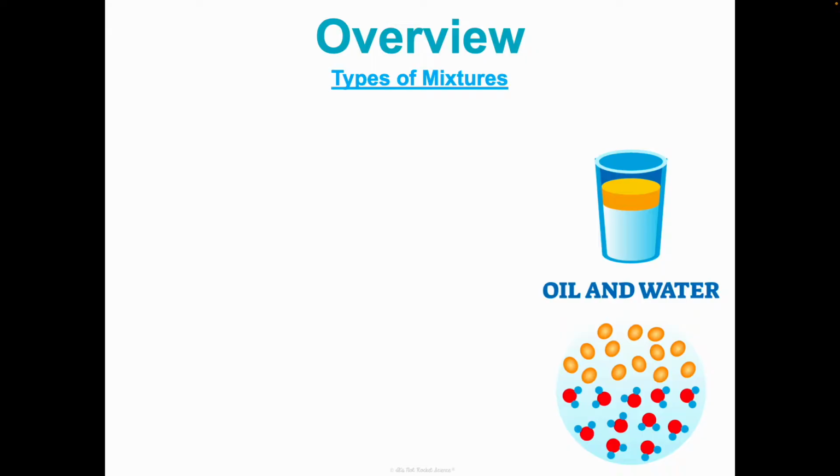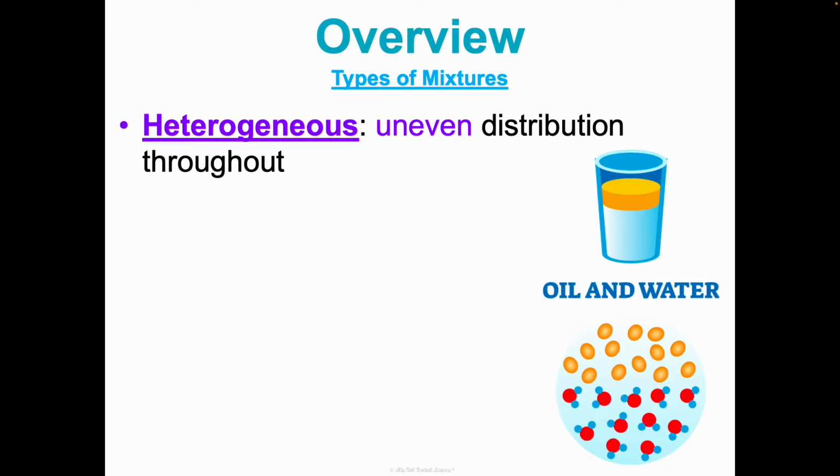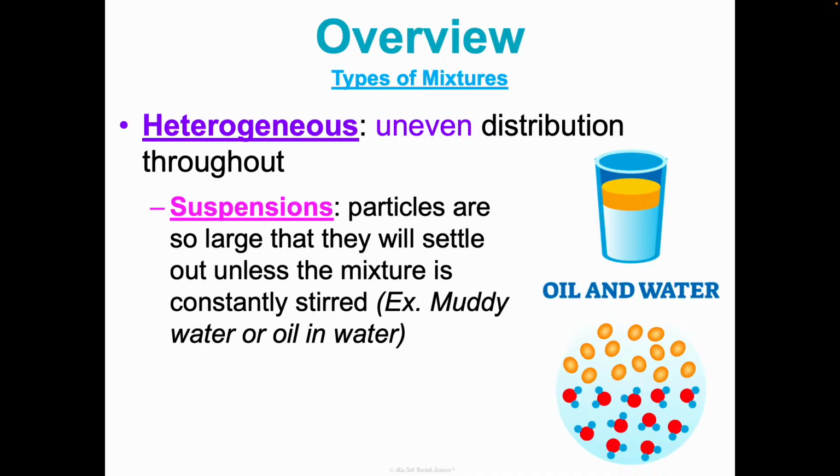Okay, so we're going to review this a little bit deeper. Remember, if we keep zooming in on heterogeneous mixtures, there are also subtypes of that. So all heterogeneous mixtures have an uneven distribution throughout. That prefix hetero means different, it has a different composition throughout. But there are also two subcategories of heterogeneous mixtures. One are the suspensions. These are mixtures where the particles in them are so large that they will settle out unless the mixture is constantly stirred.